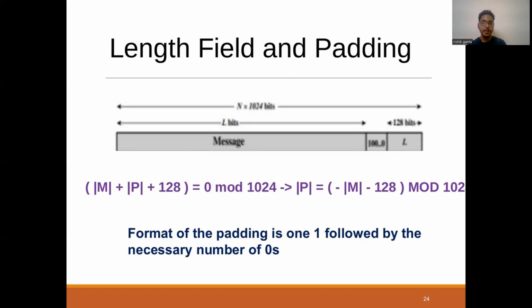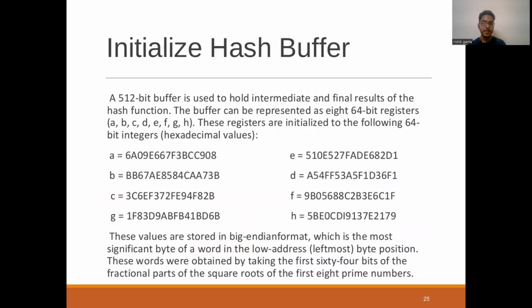Length field and padding. The length field and padding are given by the equation |M| + |P| + 128 ≡ 0 mod 1024, which gives rise to |P|, the padding, equal to -|M| - 128 mod 1024. The format of padding is a 1 followed by the necessary number of zeros, as I mentioned earlier.